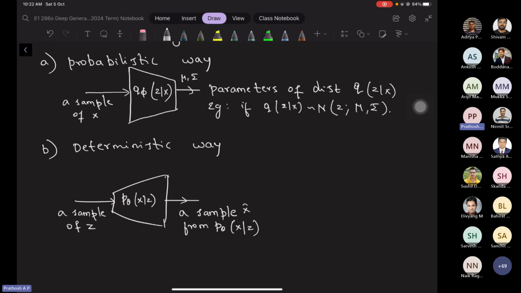So here the neural network is not giving you parameters of the distribution, but it is giving the samples from the distribution. The example is a GAN generator. A GAN generator is a deterministic neural network. I mean, all neural networks are deterministic that way, but a GAN generator is modeling the conditional data distribution in a deterministic sense. What do I mean by that? It will give you a sample from the distribution that it is modeling, but not the parameters of it.